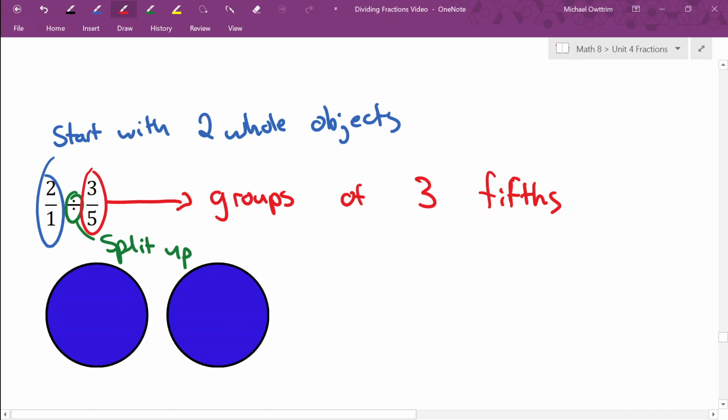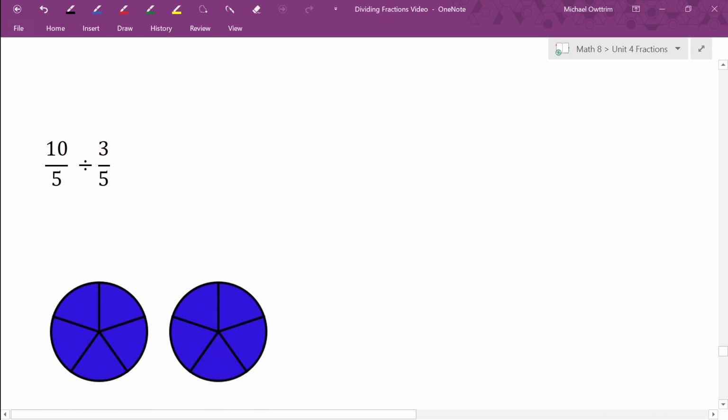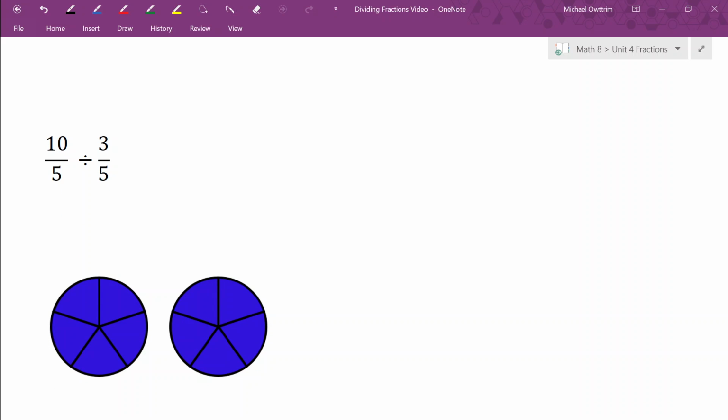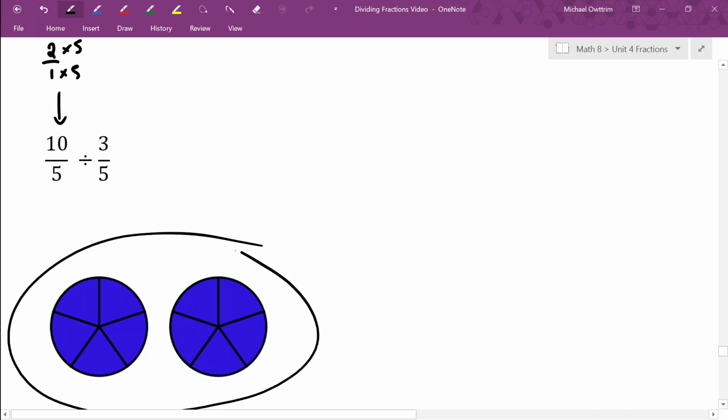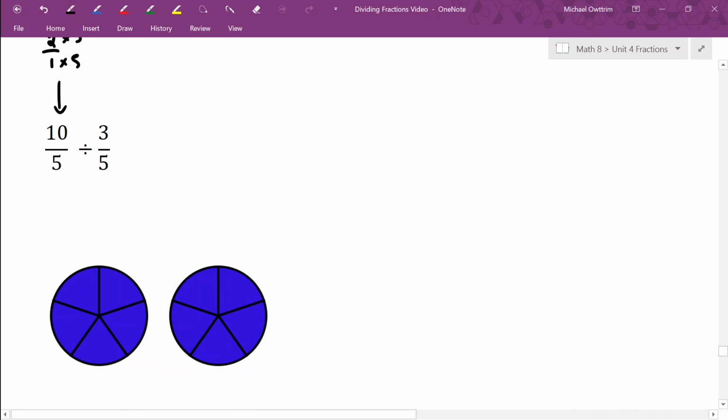Now I don't have fifths here, I have wholes. So what I'm going to do is make that equivalent fraction for 2 over 1 that is made out of fifths. And of course I can do that by multiplying the top and bottom of 2 over 1 by 5, and that will make an equivalent fraction 10/5. So obviously I still have my 2 circles here, it's just instead of having them as whole circles, I split them up into 5 parts each. 1, 2, 3, 4, 5, 6, 7, 8, 9, 10. I've got 10 of them in total.